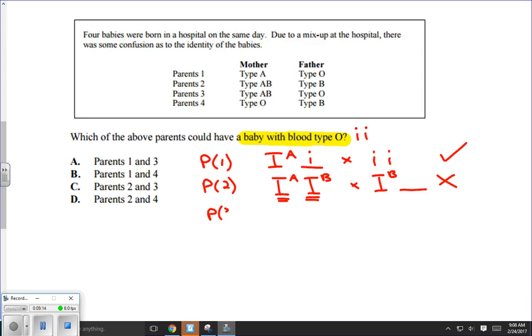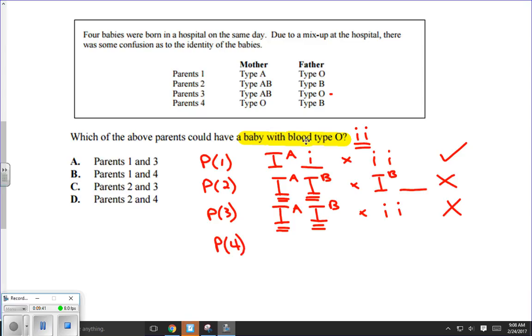So let's look at the third set of parents. Third set of parents, we have the same situation for the mother, big IA, big IB, she's type AB blood, so we know it doesn't even matter what the father is, we'll write out his, he's little i, little i, because he's type O, but it doesn't matter. The mother has no little i to give to her child, therefore can't have a baby that's little i, little i.